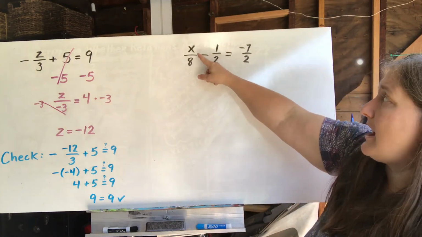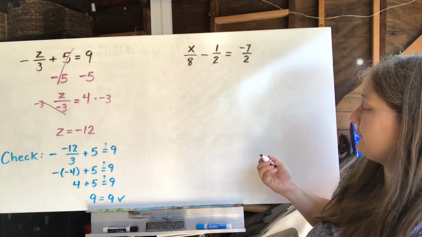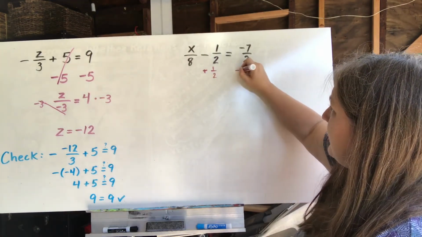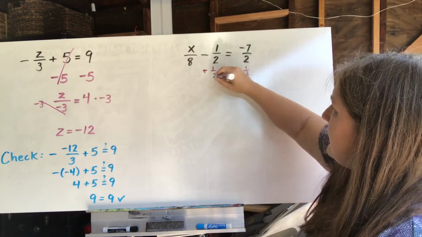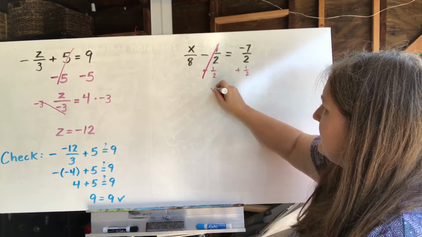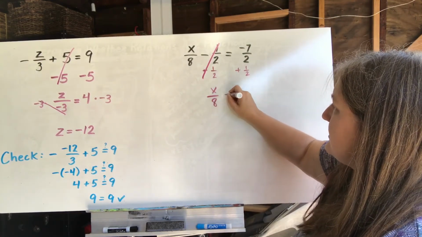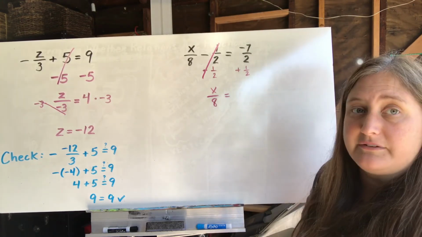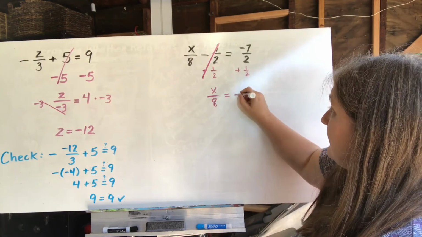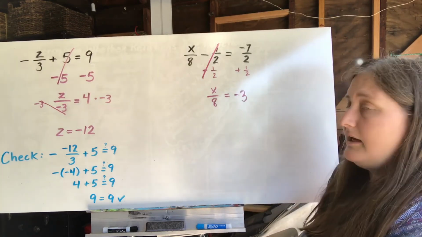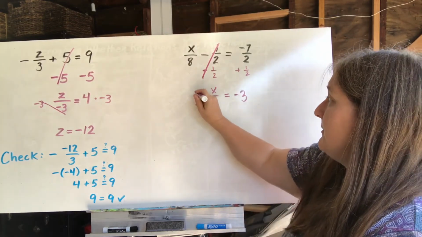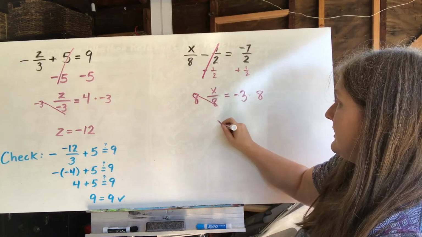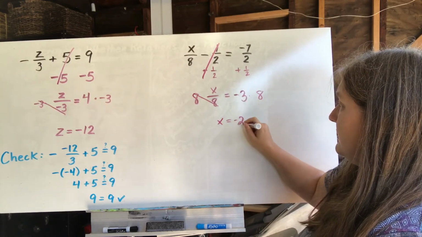Let's try one together. So I'm solving for x here. The first thing I'm going to do is add a half to both sides to get rid of this subtract a half. It cancels out and I'm left with x divided by 8 equals, and negative 7 halves plus a half gives me negative 6 halves, which is the same as negative 3. Now to get rid of this divide by 8, I'm going to multiply both sides by 8. It cancels out here and I get x equals negative 24.